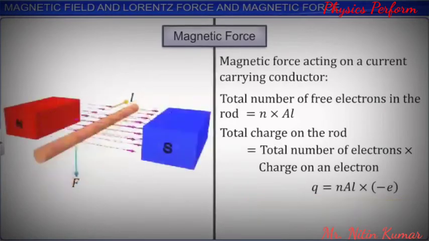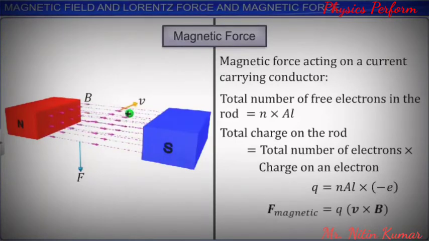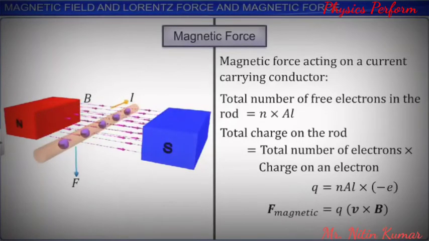This conducting rod is placed in a magnetic field of strength B. As you learnt earlier, for a charge of Q coulomb moving with a velocity v in the magnetic field B, the force acting on the moving charge due to the magnetic field is F magnetic equals Q into V cross B. In the case of the rod, the magnetic force acting on the free electrons is equal to the total charge due to the free electrons on the rod multiplied by V cross B, which is equal to minus NALE into V cross B.